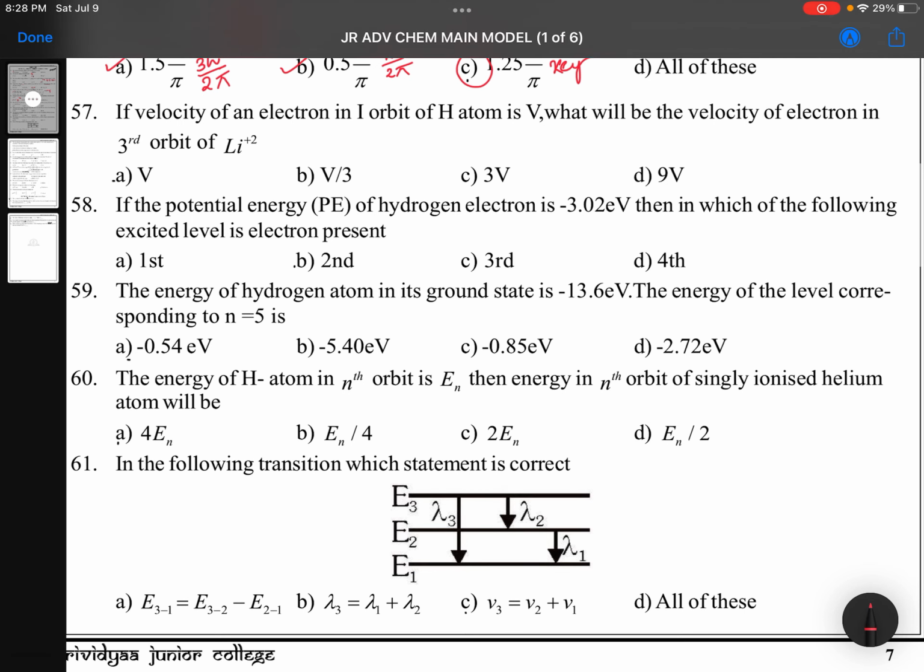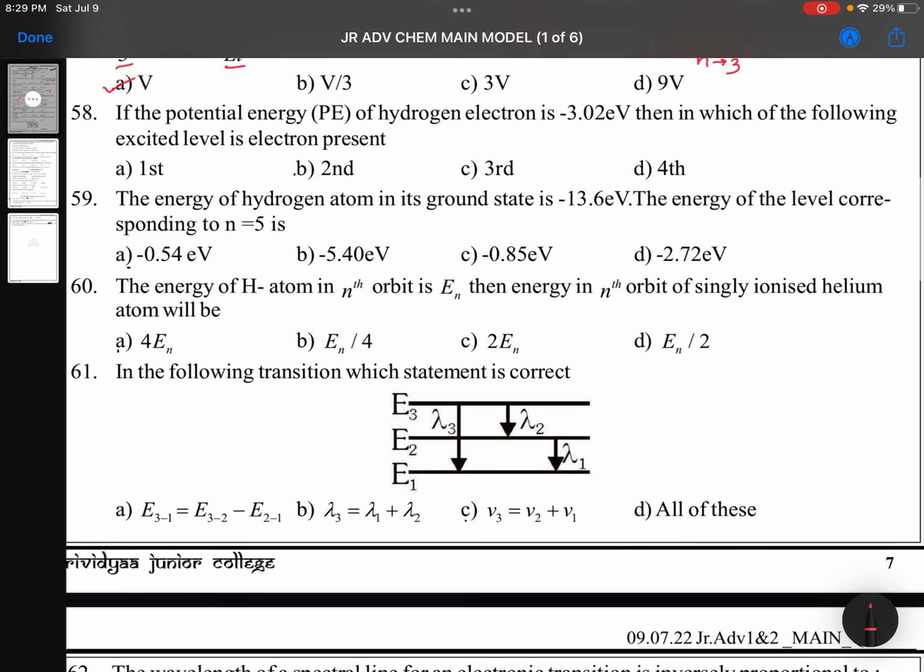If the velocity of an electron in the first orbit of a hydrogen atom is v, what will be the velocity of the electron in the third orbit of lithium? Velocity is directly proportional to z, inversely proportional to n. So he is asking third orbit, so n is equal to 3. Lithium, z is equal to 3. So it will remain the same.